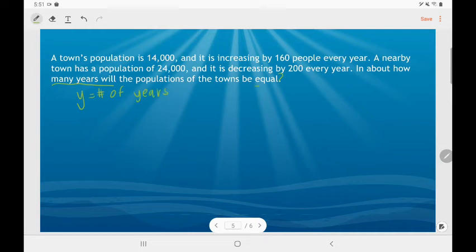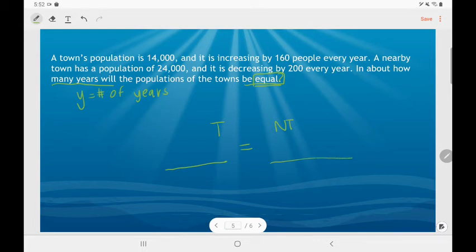And I want to know when they are going to be equal. So whenever it asks you when two things are going to be equal, that means I'm going to be having a comparison. And I'm going to start with an equal sign. And I'm going to be comparing two things. Well, I'm comparing my two towns. So town, and I'm going to be comparing the nearby town.